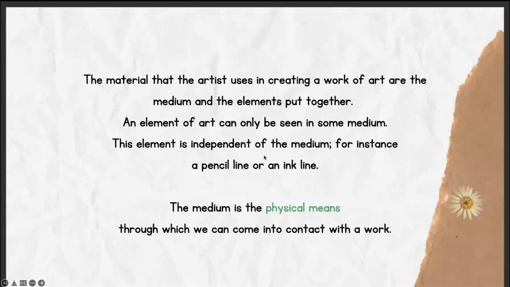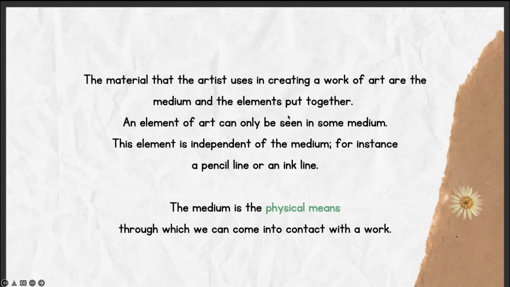The material that the artist uses in creating a work of art are the medium and the elements put together. An element of art can only be seen in some medium. This element is independent of the medium. For instance, a pencil line or an ink line. The medium is the physical means through which we can come into contact with the work. And we studied that before, right? Regarding the medium. And also this thing, medium and the elements put together.